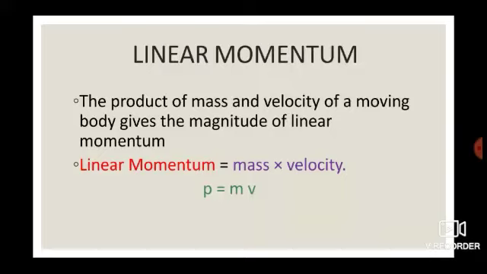In the international system, that is, the SI unit of linear momentum is kilogram meter second power minus 1. In the CGS system, its unit is gram centimeter second power minus 1.